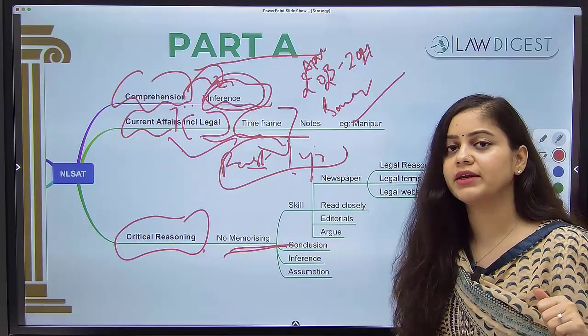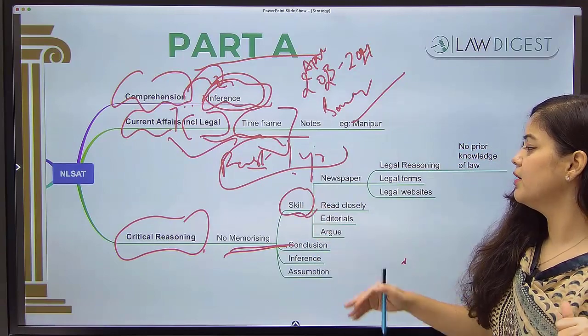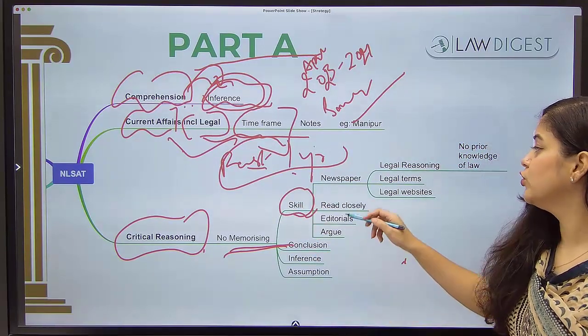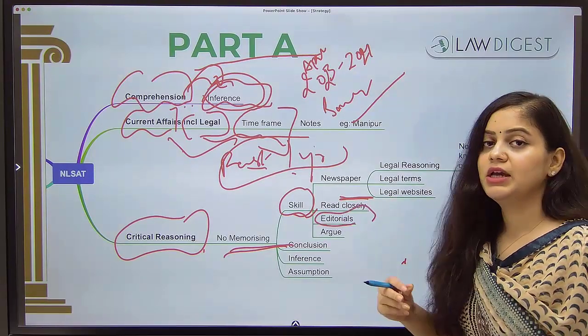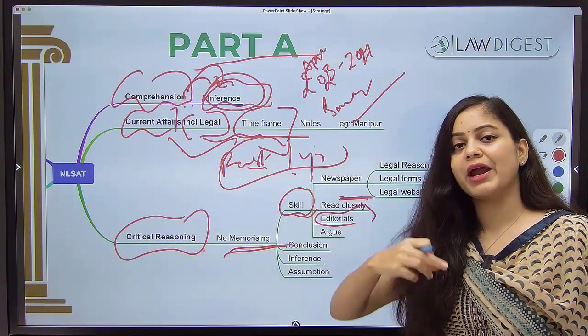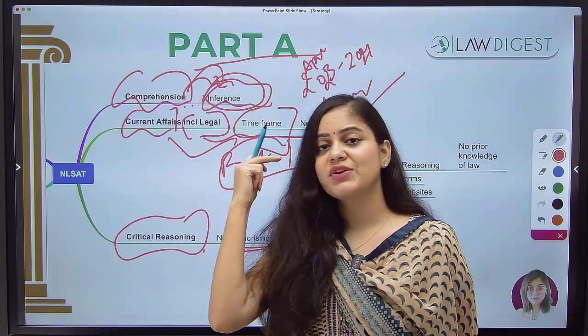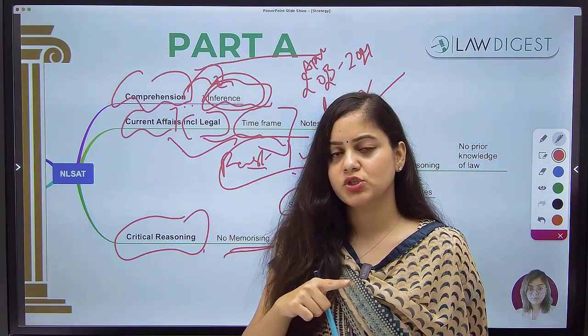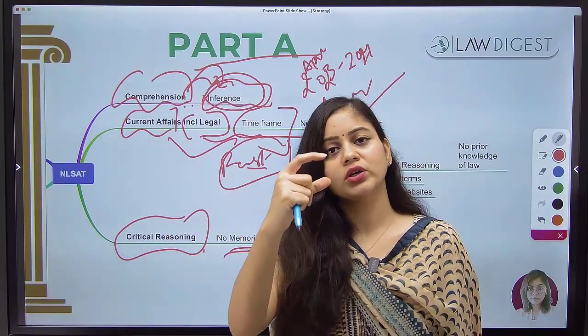Now what is there here that you need to see? There's a skill that you need to develop. What is that skill? That you need to be able to read closely, read the editorials. Now, when you're reading the editorials, try to see that what is the author trying to say, and try to justify it in your head, that does he make sense or not, and try to argue the opposite side of what the author is in favor of.